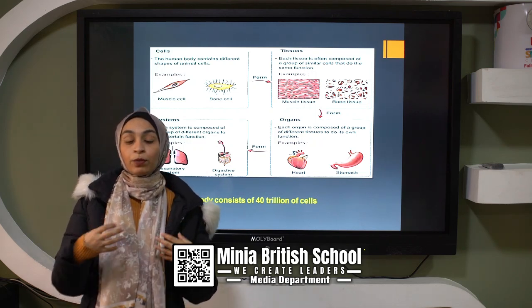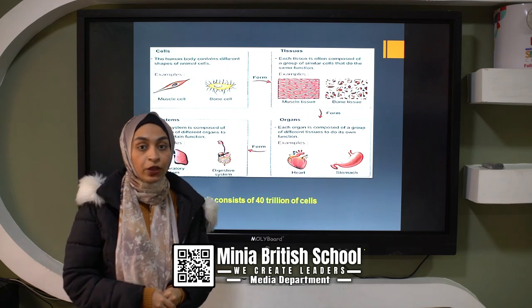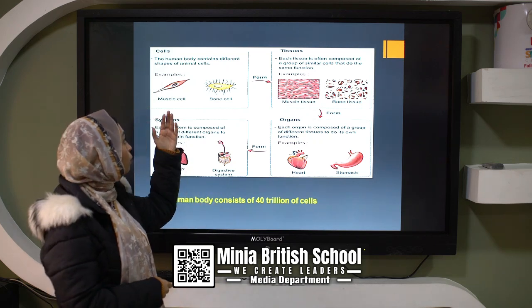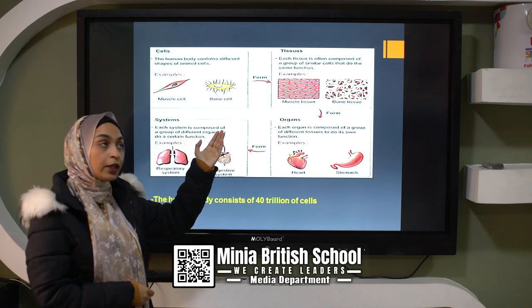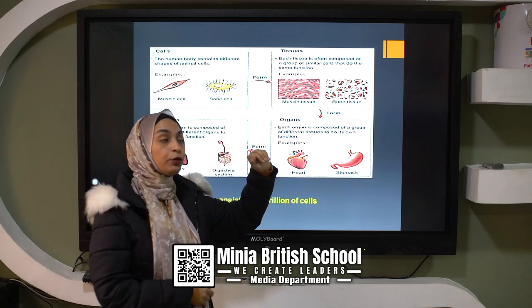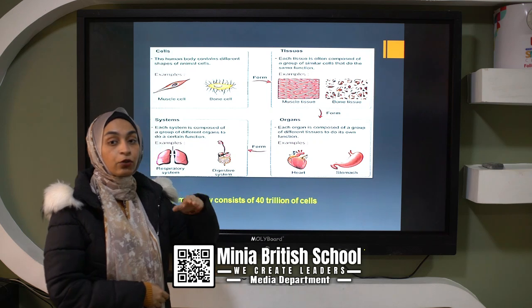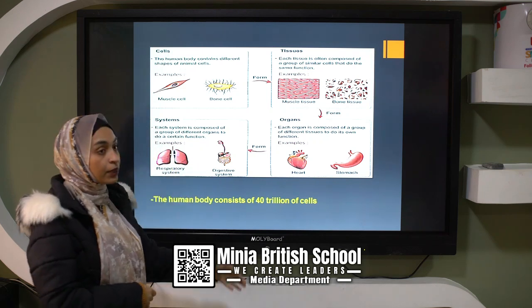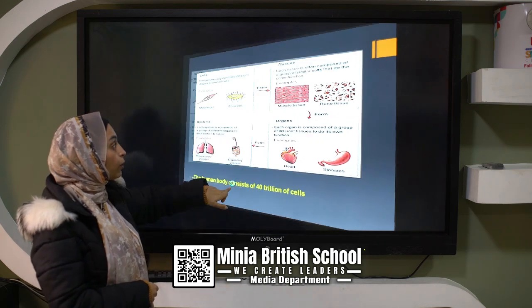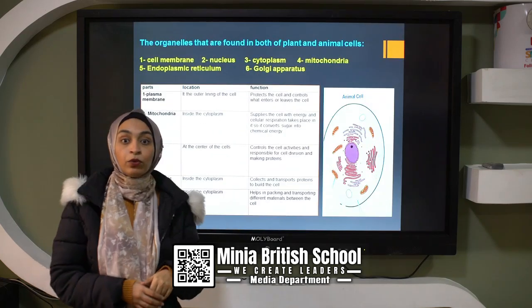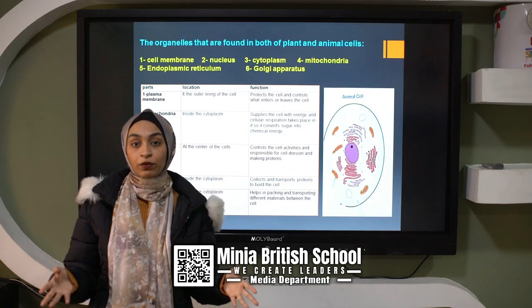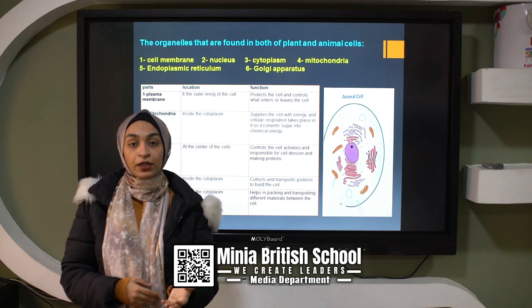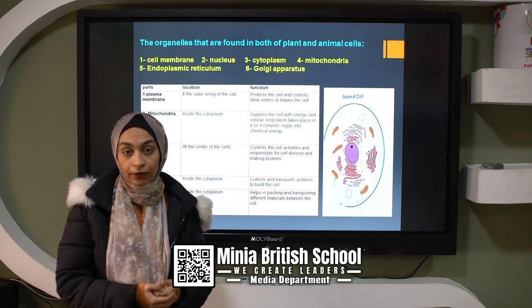Then we talked about the composition of the human body when we said the body of the living organism consists of cells. Cell and cell form tissues, a group of tissues form organs, and a group of organs form systems, and all the systems form the whole body. Then we said that there are three types of cells: animal cell, plant cell, and also the bacteria cell.